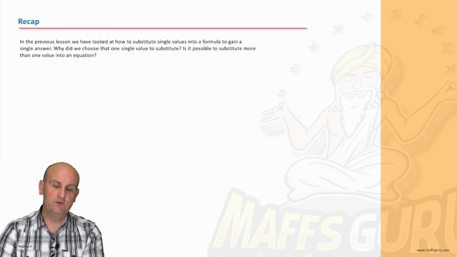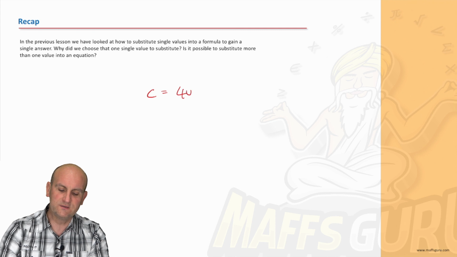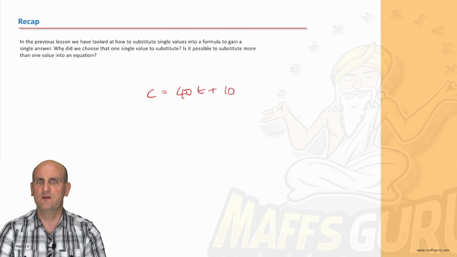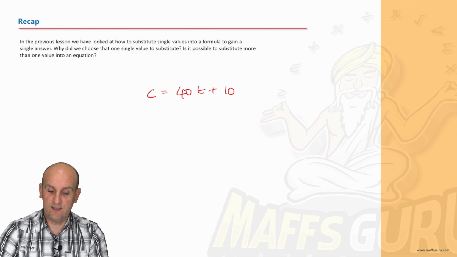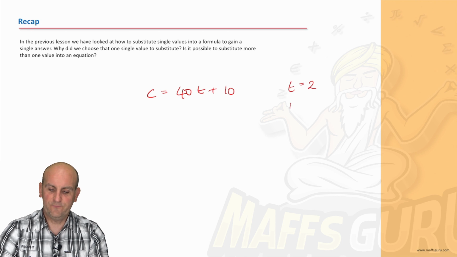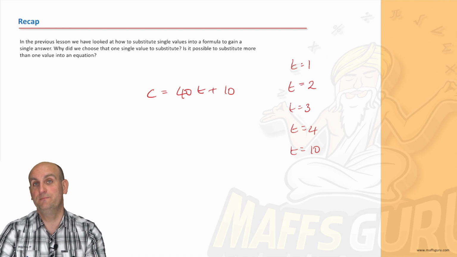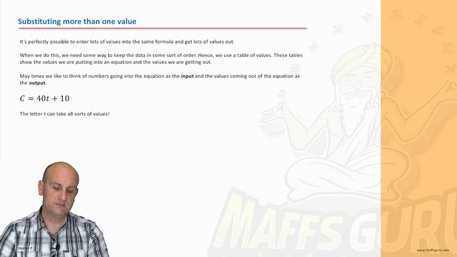Right. In previous lessons, we've looked at how to substitute a single value in. So you know that equation we had as 40t plus 10? That was to work out the cost of windsurfing. In that question, they said let t equal 2. But why did we do 2? What if I wanted it for 3 hours? Or 4 hours? Or 10 hours? Or just the hour? How would I work out all of these values? Well, believe it or not, I'd use exactly the same equation. We would just need to find some way of making the data that we get out make a lot more sense.